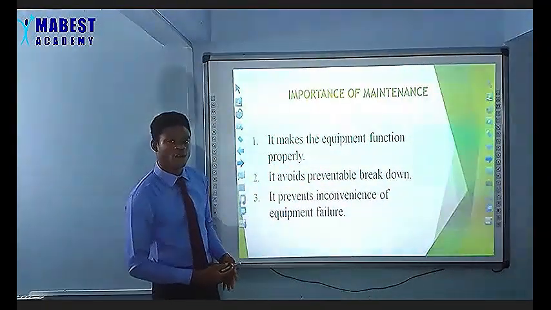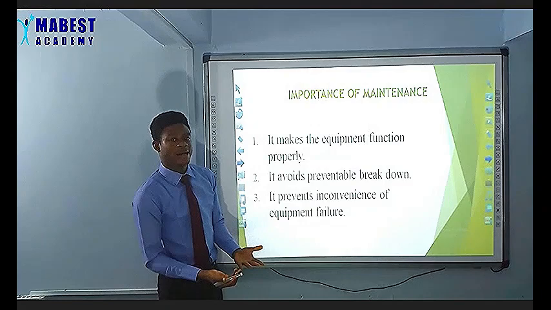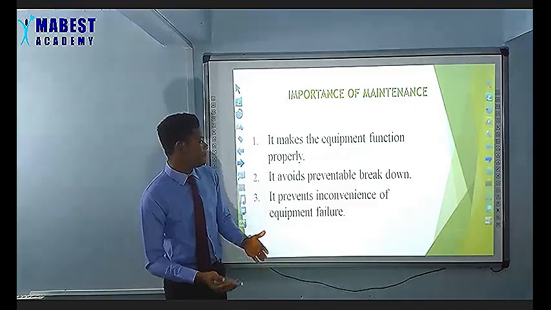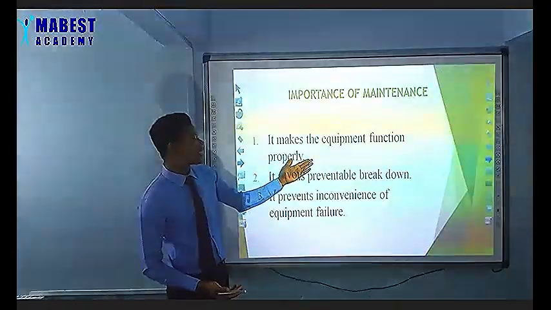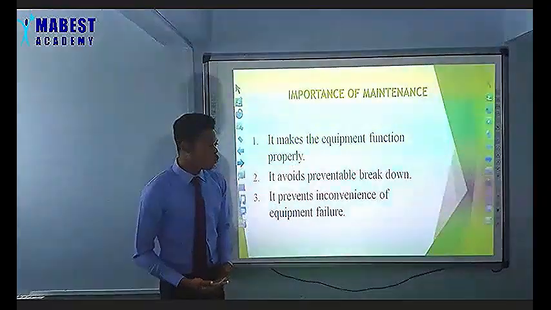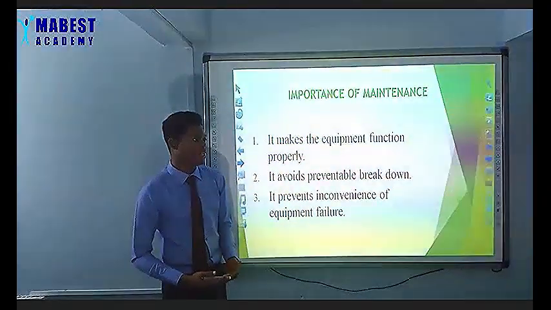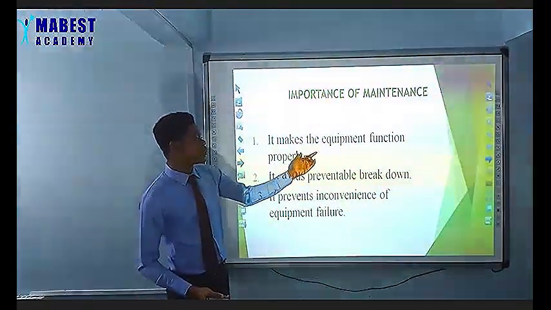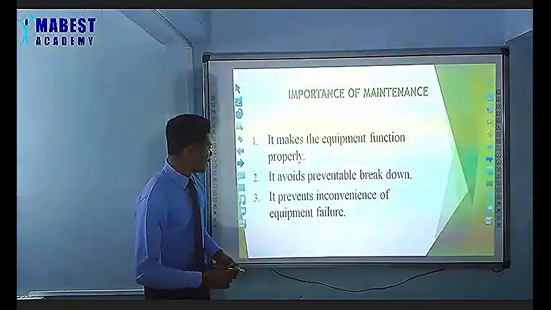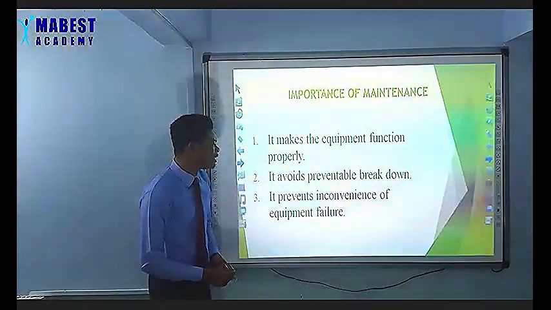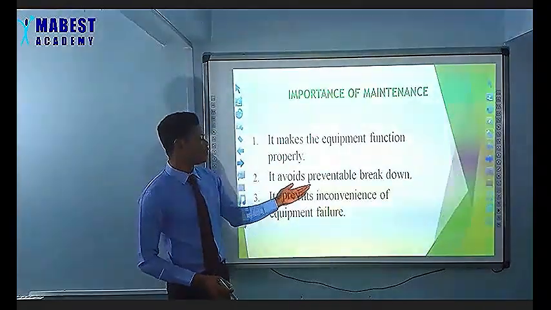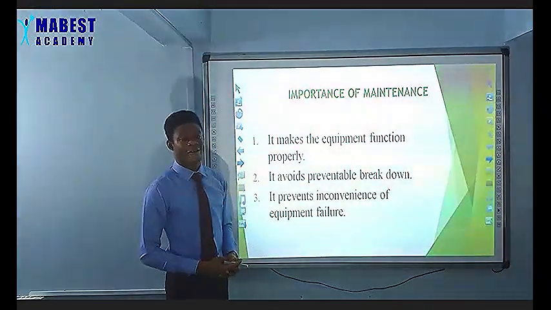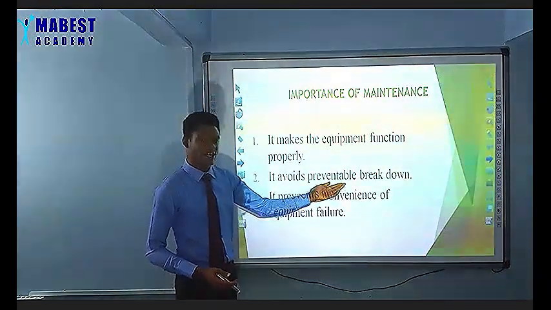He is carrying out what? Maintenance on the car. He is carrying out, to be precise, a preventive maintenance. And why? So that the car can function properly, so that when he takes the car out, the car does not eventually break down. So one importance of maintenance is that it makes the equipment function properly. The second one is that it avoids preventable breakdown. If you don't maintain your equipment, there is a possibility that it will eventually break down.